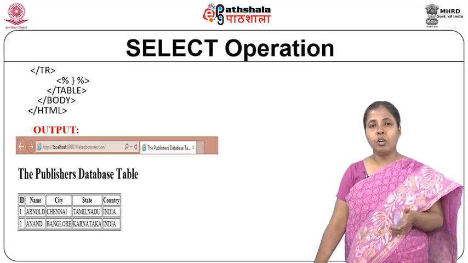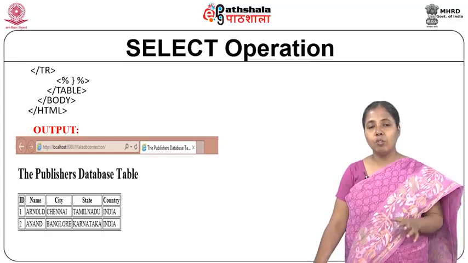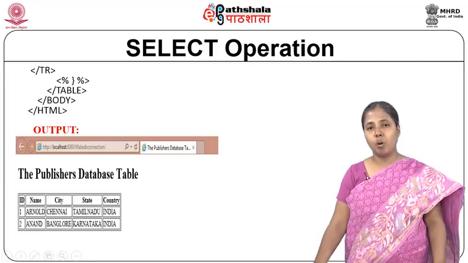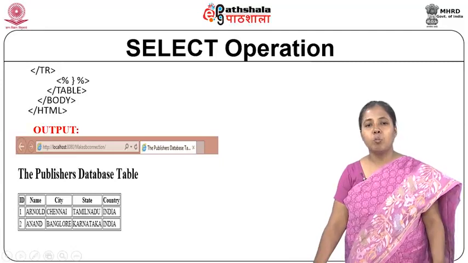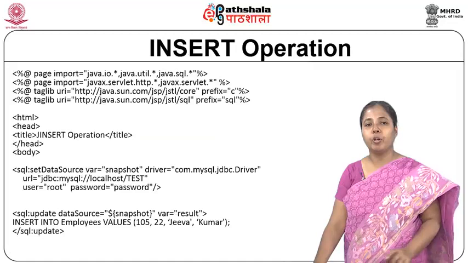So, you will have a folder, and within that folder you will have your JSP page. You give this URL, and now it will show the publishers database table. It retrieves everything and puts it in the form of a table, which is displayed in the browser. So, this is how you do the select operation.